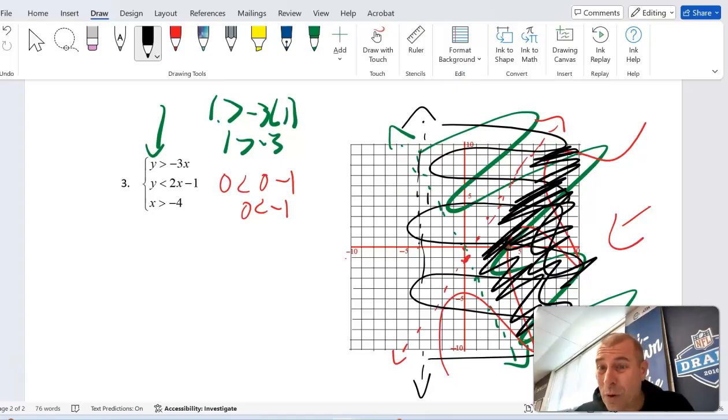That's what we're after here: the ability to graph, dotted or solid, then shade, and then know where the overlap is at.